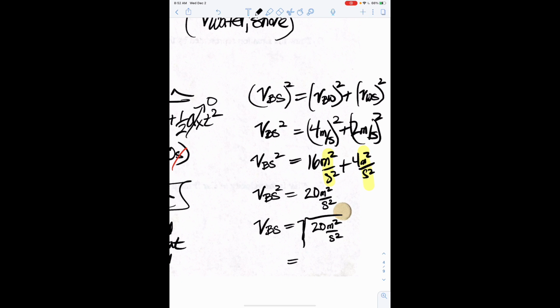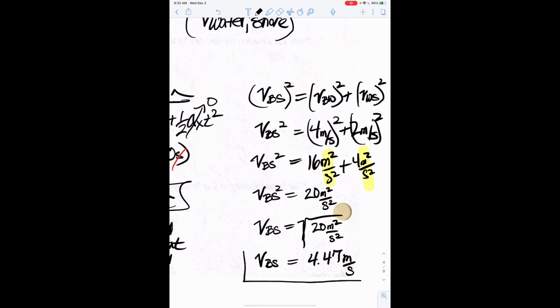What is that going to equal? Oh, it's probably going to be something not nice. I think it's 4.47 meters per second, according to my notes. You can always check with your calculator if you don't believe me.